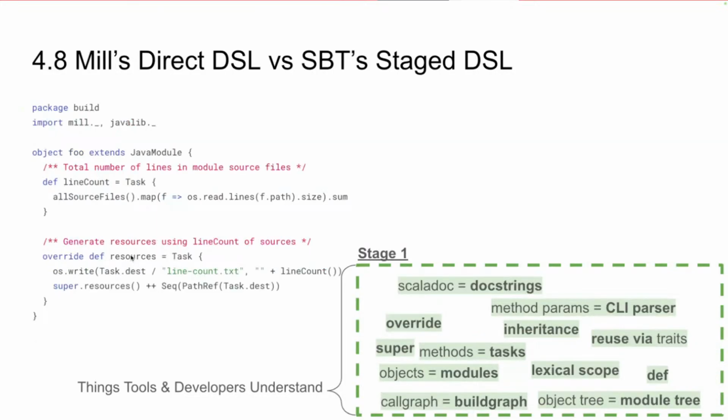So Mill does a lot of work to try and squeeze everything into the bottom right. And so in Mill, your Scaladoc are your doc strings. In Mill, we use overrides, which are your Scala Java overrides. In Mill, we use the Scala scope. Your object tree is your module tree. Your method parameters are your CLI-like parameters. Your traits are just Scala traits or classes. And they take some work to do this.